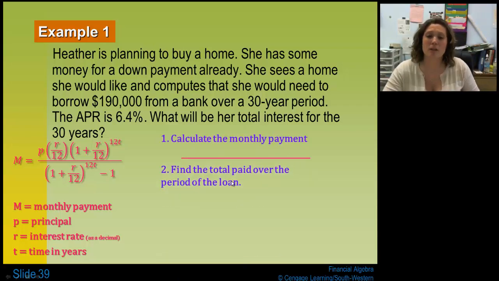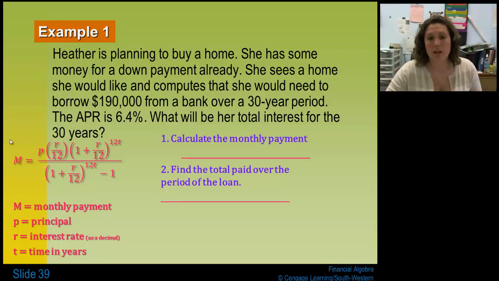The second thing you need to do is find the total paid over the period of the loan. So what does that mean? Well, we need to take our monthly payment, so what we pay each month. How many payments are we making in a year? Well, there's 12 months in a year. And then how many years am I doing that for, which is 30 years. So we need to go ahead and calculate that as well.